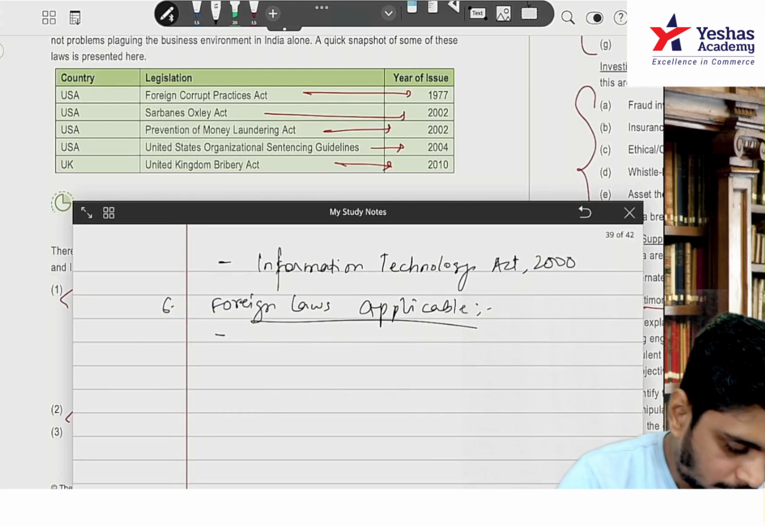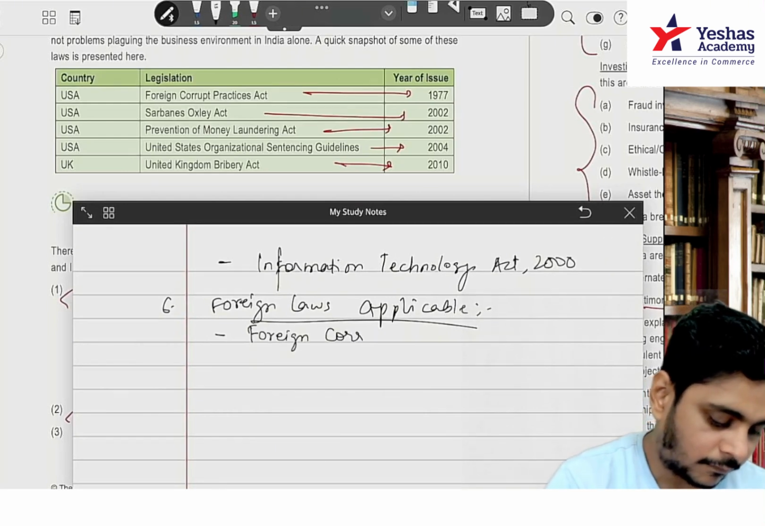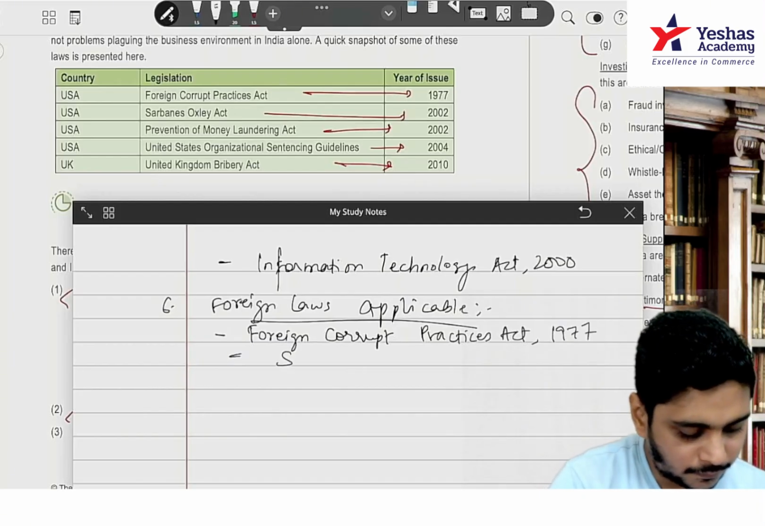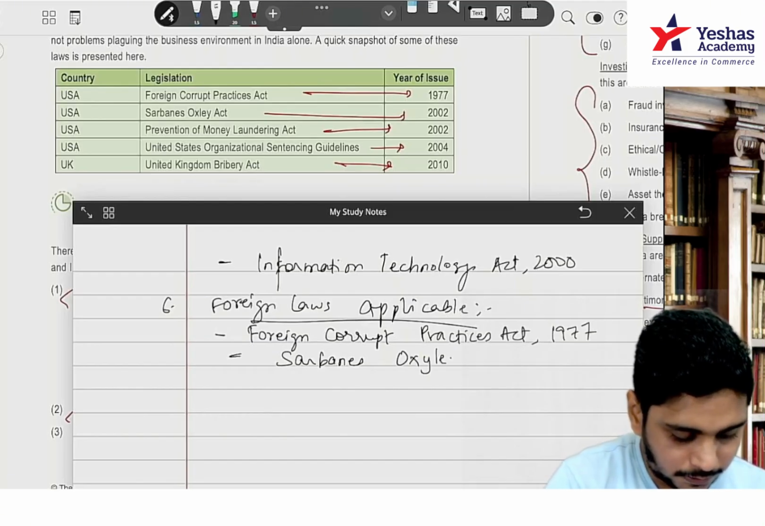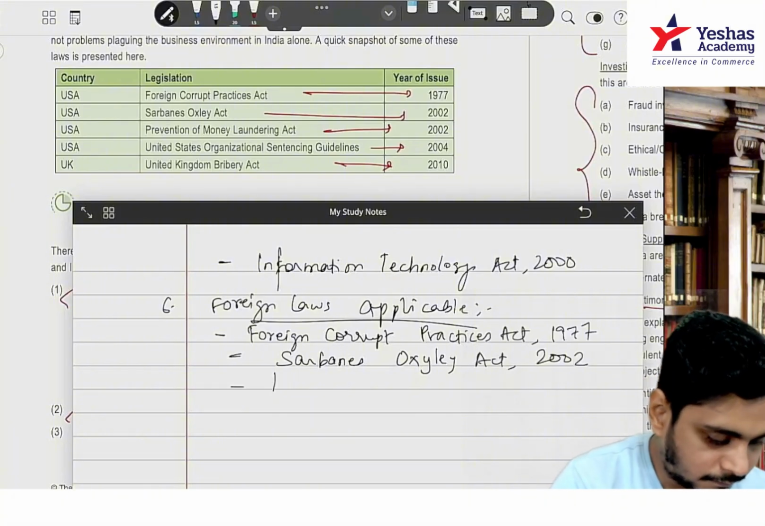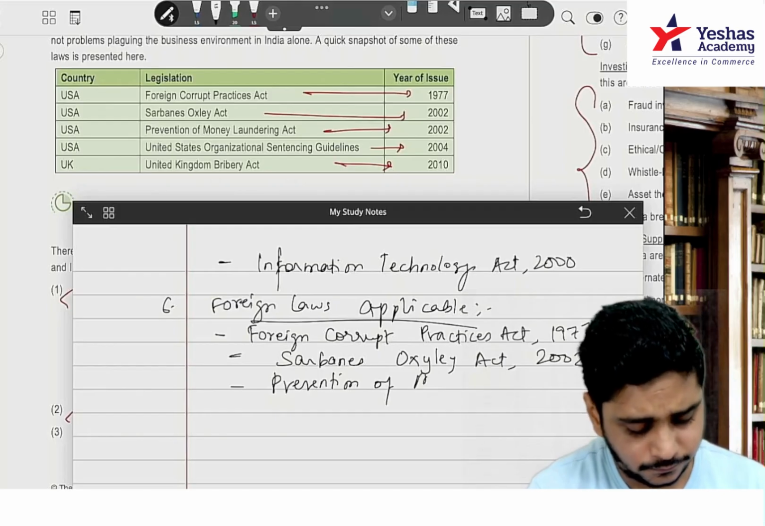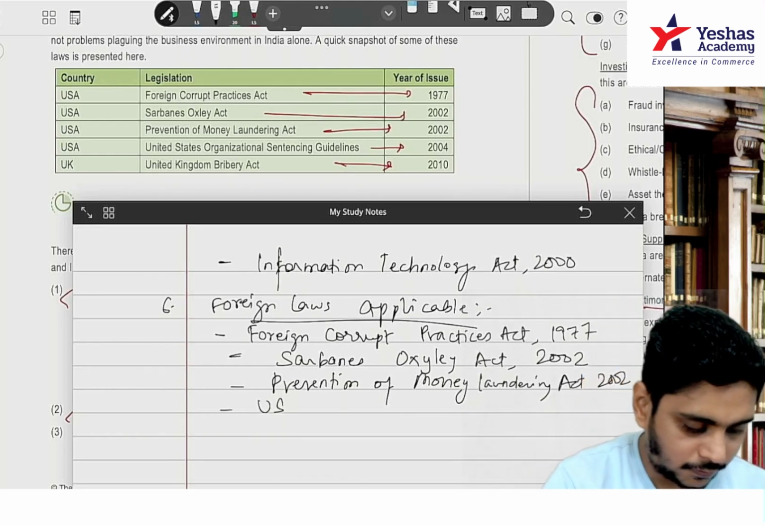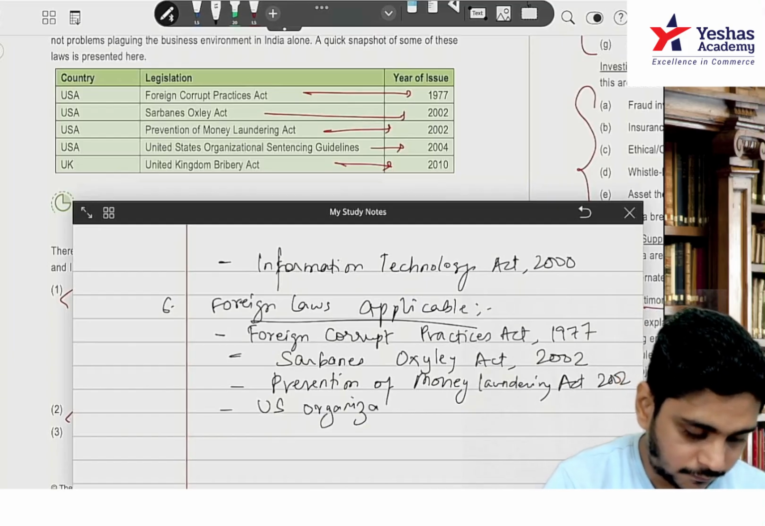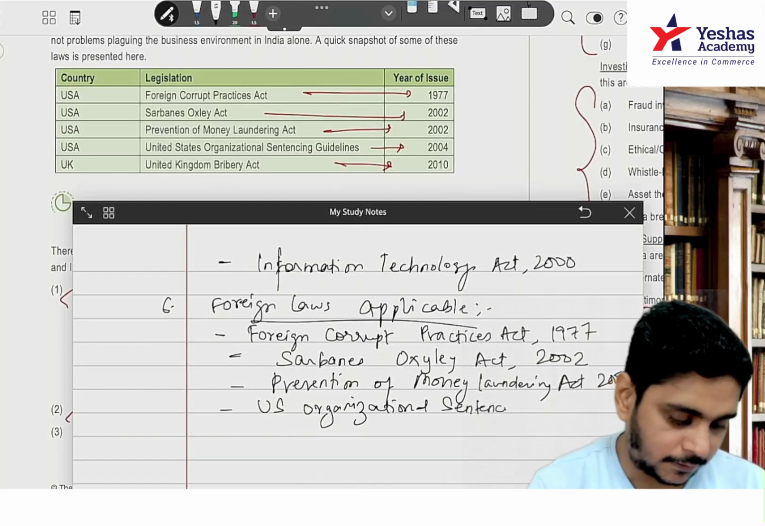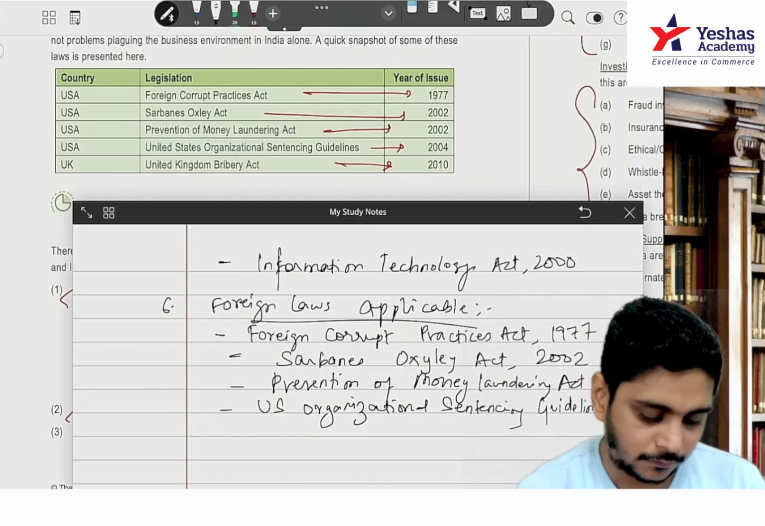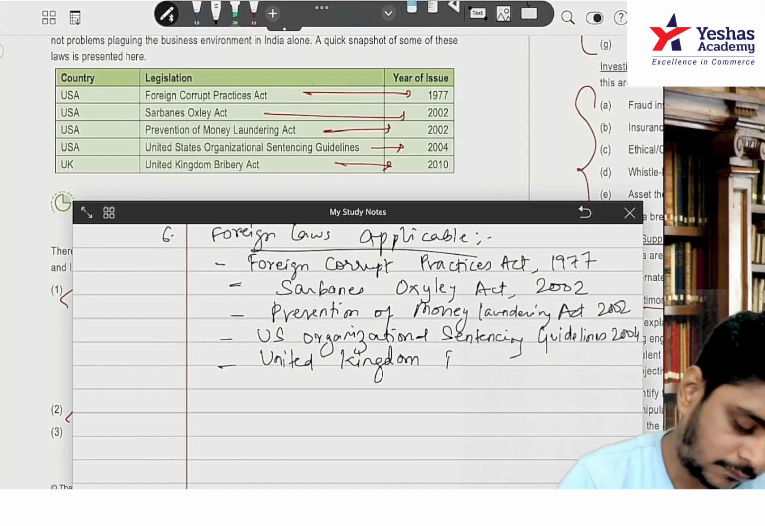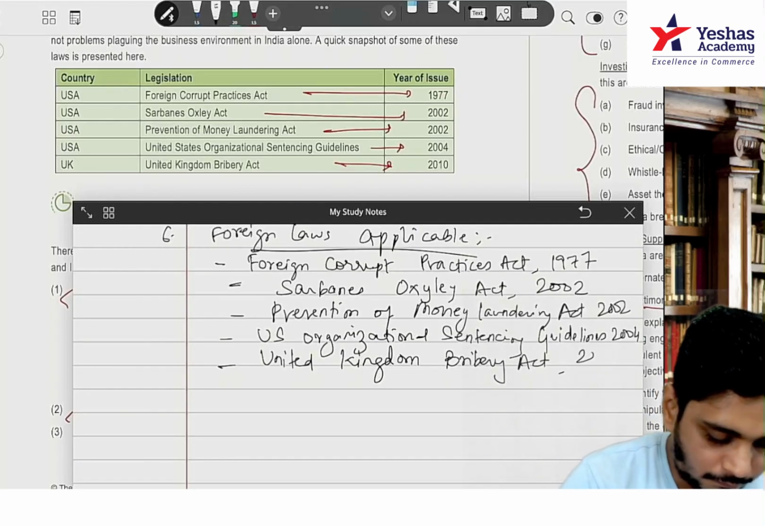Then Foreign Corrupt Practices Act 1977, Sarbanes-Oxley Act 2002, Prevention of Money Laundering Act 2002, United States Organizational Sentencing Guidelines 2004, United Kingdom Bribery Act 2010.